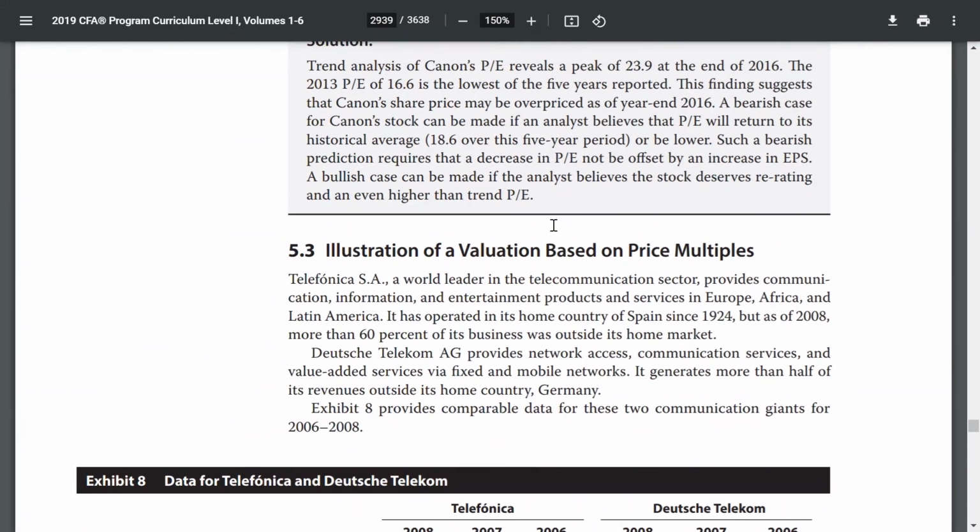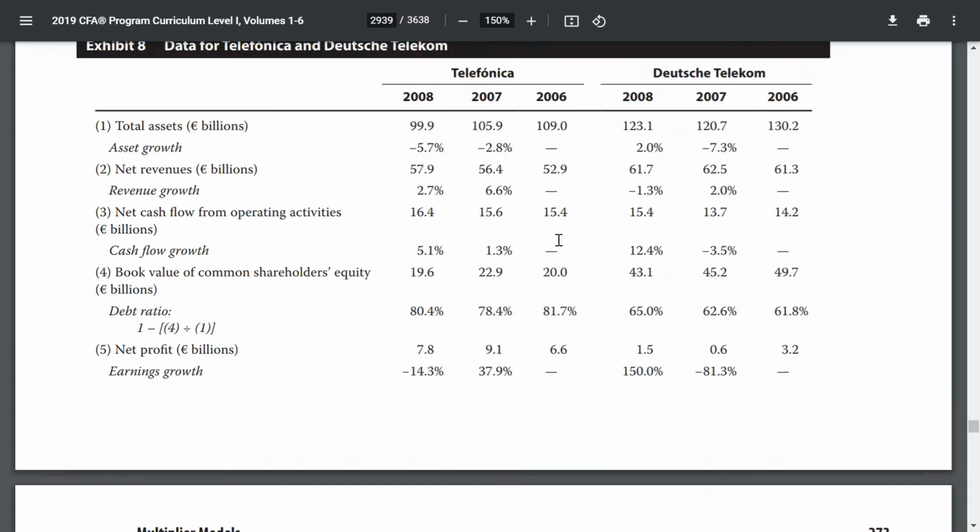Illustration of valuation based on price multiples. Telefónica S.A., a world leader in the telecommunications sector, provides telecommunication, information and entertainment products and services in Europe, Africa, and Latin America. It has operated in its home country of Spain since 1924, but as of 2008, it has more than 60% of its business outside of its home market. Deutsche Telekom AG provides, so this is just examples of price multiples.